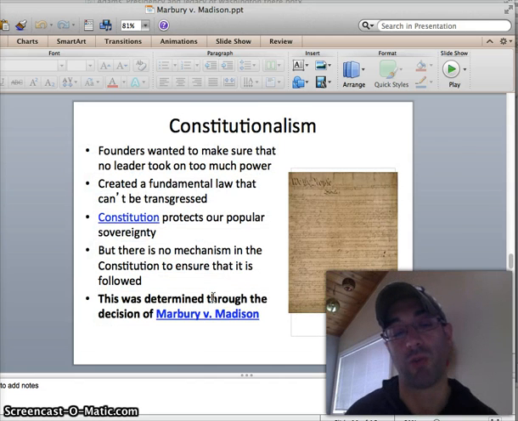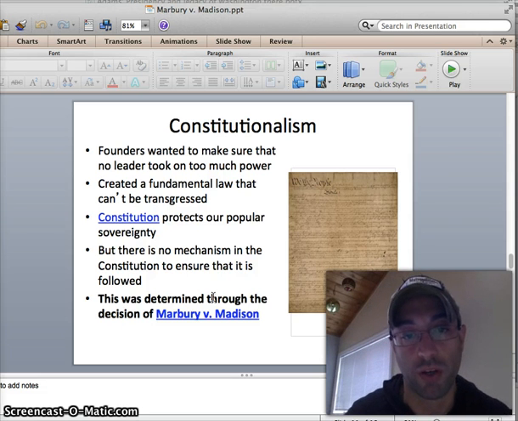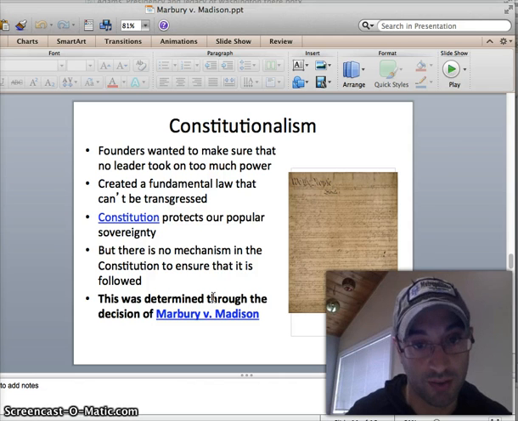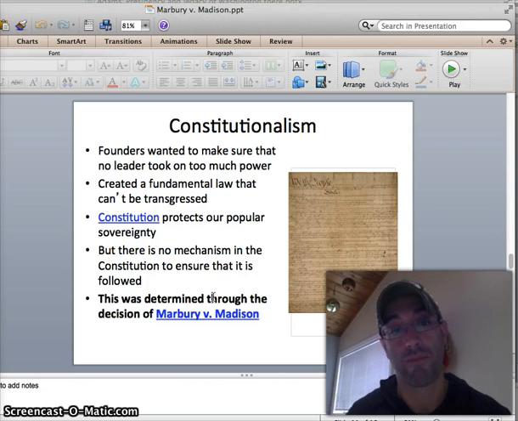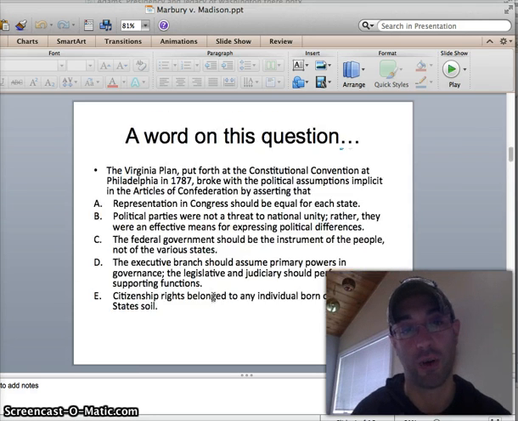But just some things we really need to be sure about: the founders wanted to make sure that no leader took on too much power, so they created a fundamental law that can't be transgressed in the creation of the Supreme Court. The Constitution protects our popular sovereignty, the people's rights, the people's power to rule. Consent of the governed comes from the people. That kind of goes back to this question up here, as a matter of fact. You just saw some daily quiz stuff as well.